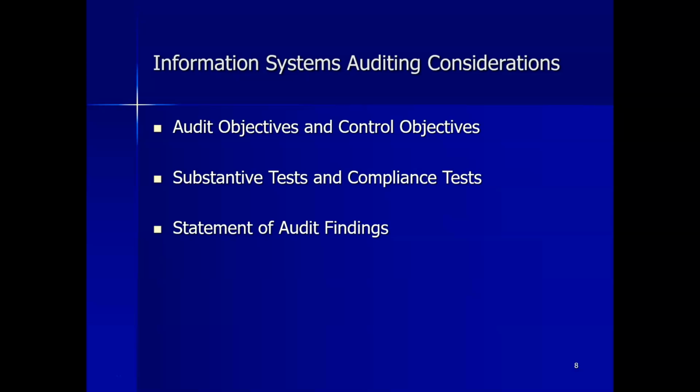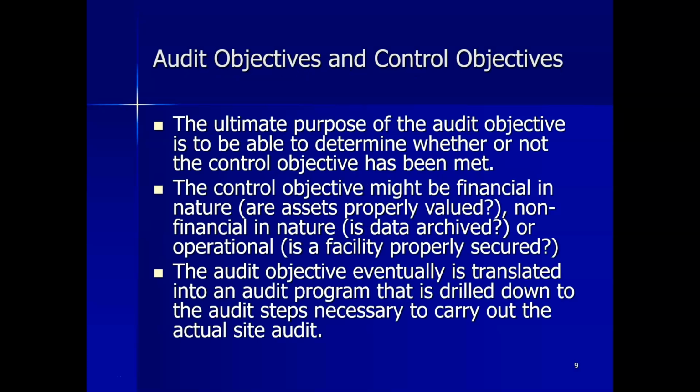Now we're going to talk about information systems auditing considerations, and we'll touch on audit objectives and control objectives, substantive tests and compliance tests, and statement of audit findings. There is a very simple process that an auditor follows when on a site visit. It involves asking a series of questions and reflecting on answers to them. The questions are as follows: who, what, when, where, why, how, and which. However, an audit is far more complex than simply asking a few basic questions and reporting the results.